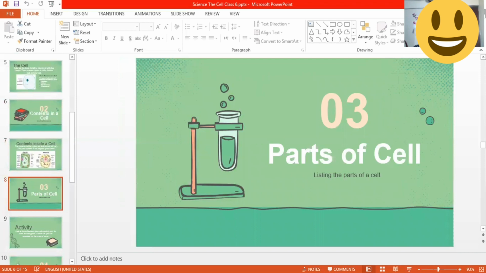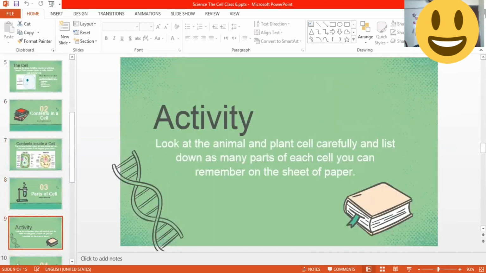Now parts of a cell. Look at the animal cell and plant cell carefully and list down the many different parts you see on the sheet of paper that I've given you.